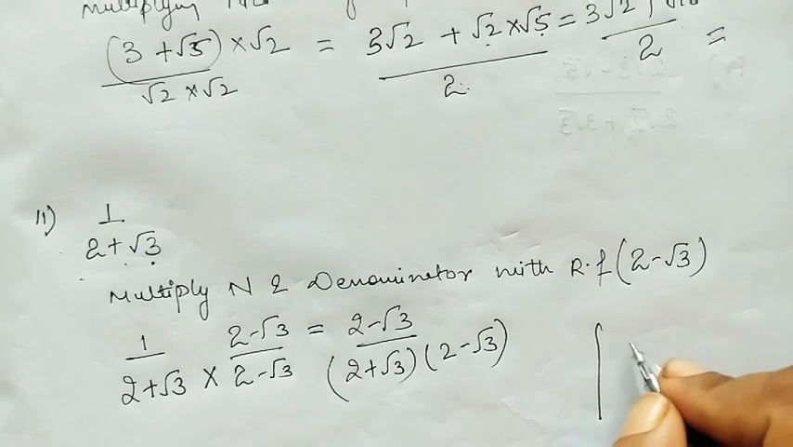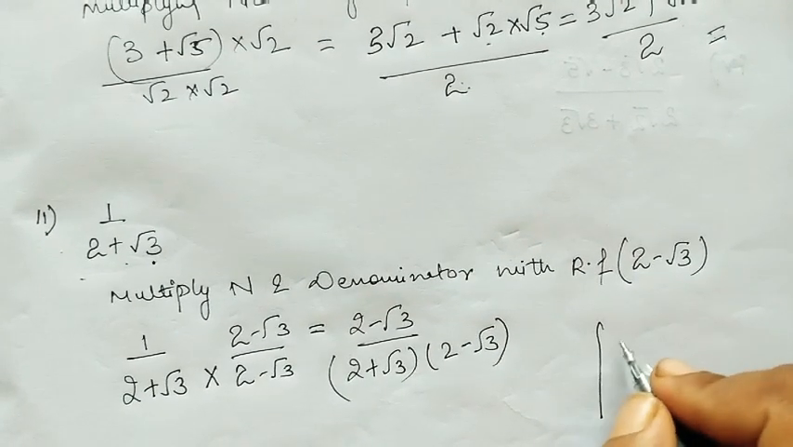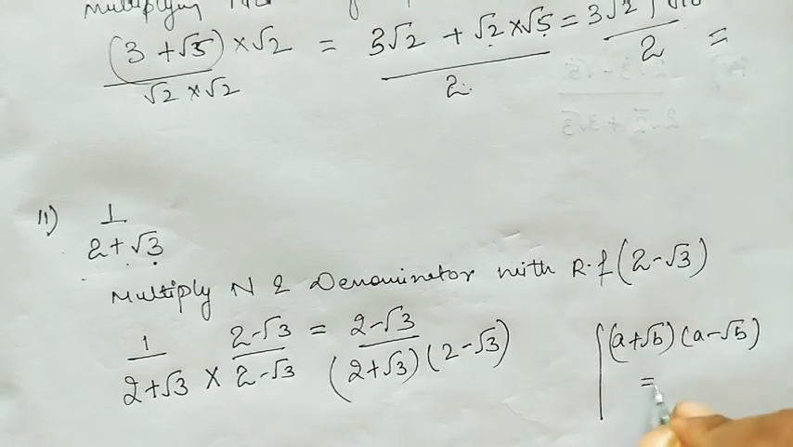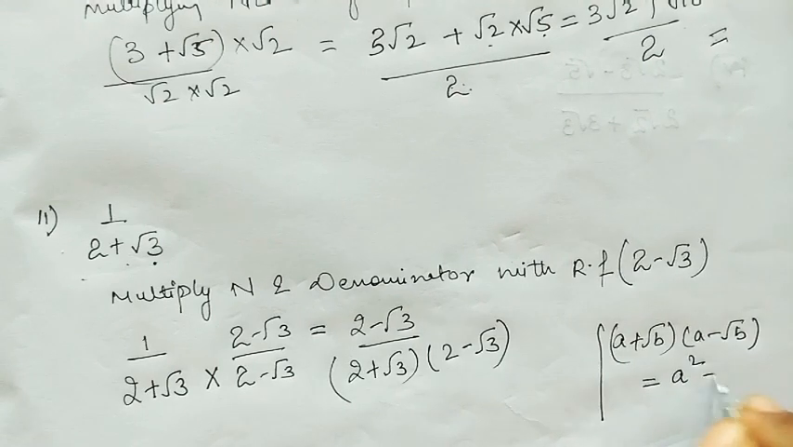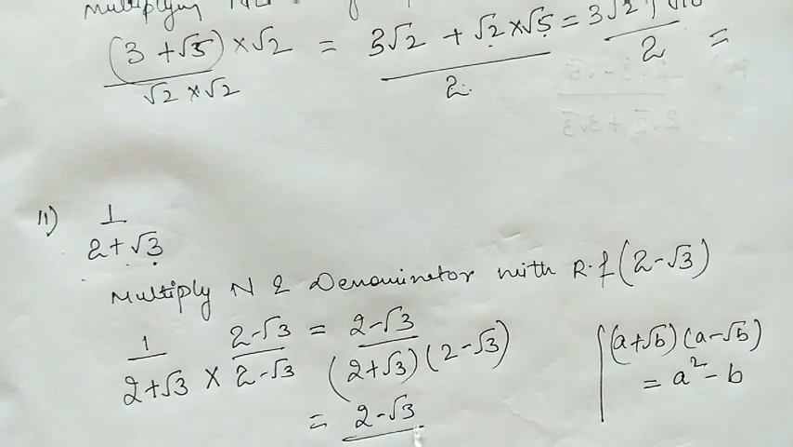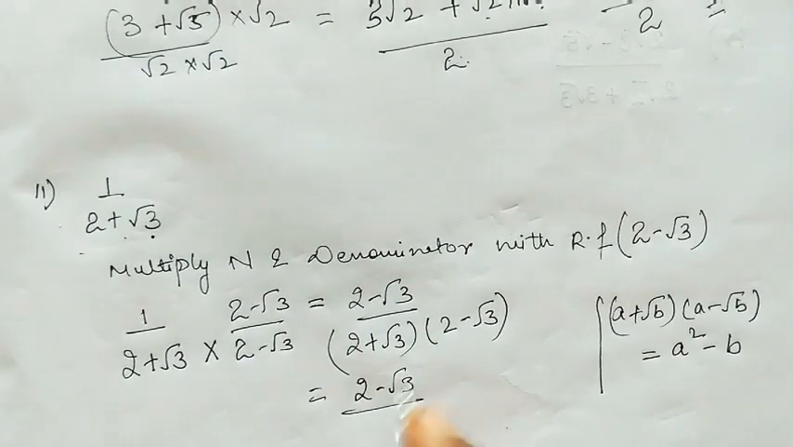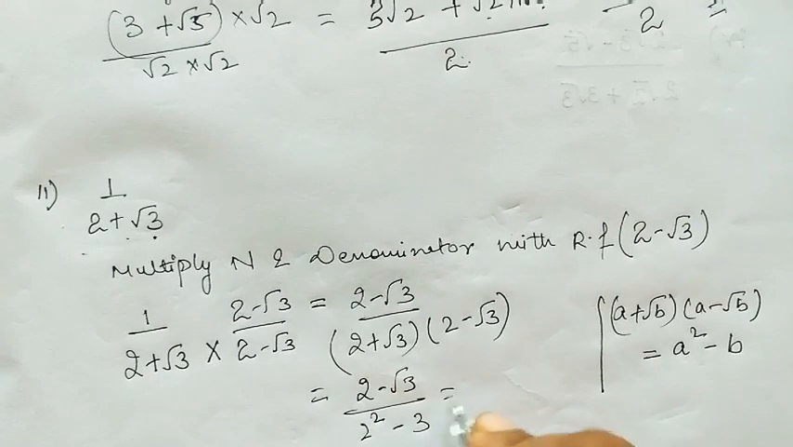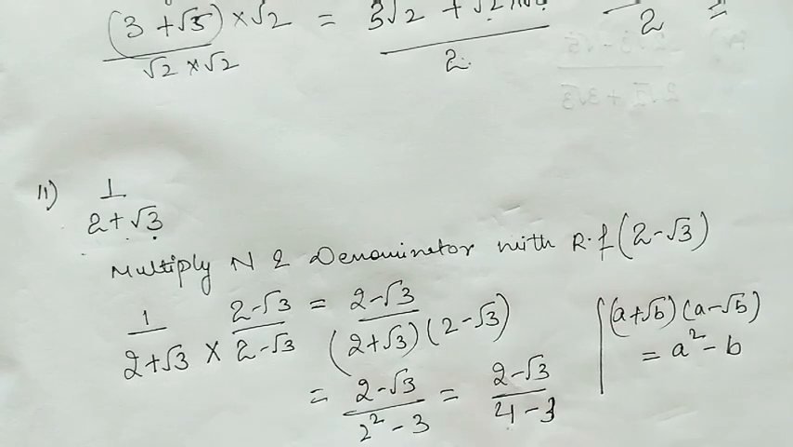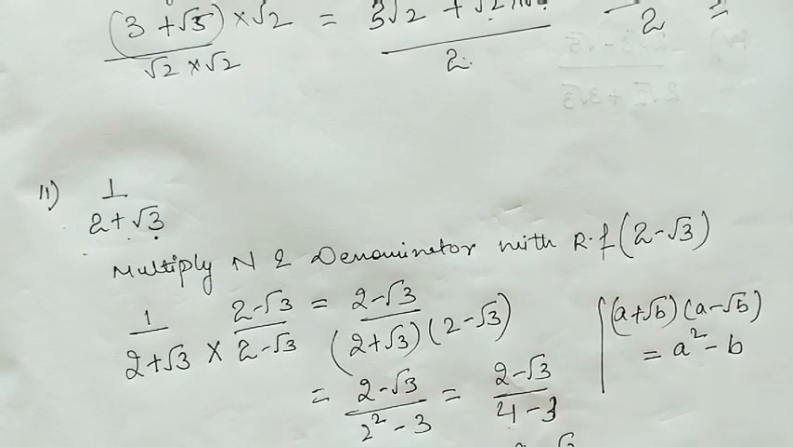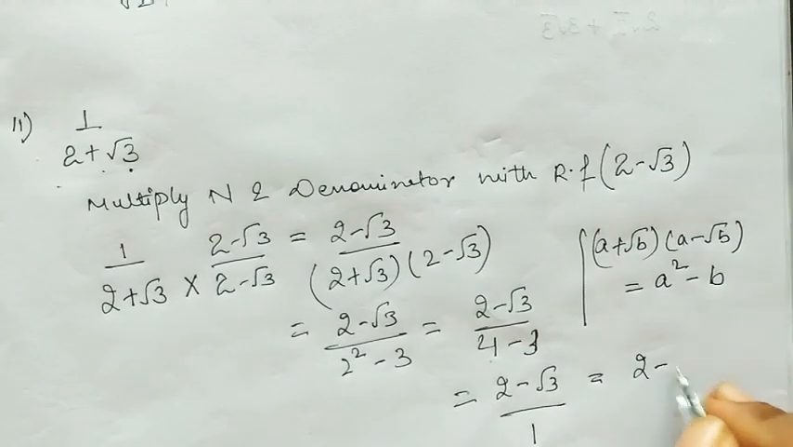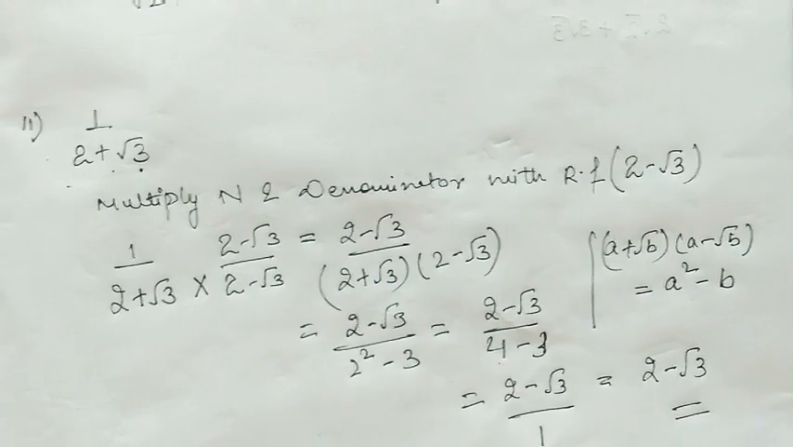By that identity which I have already explained in the last video, that is (a plus root b)(a minus root b) is equal to a square minus b, right? So here we can apply the same: 2 square is 4 minus 3, that is (2 minus root 3) upon 4 minus 3, which is equal to 1. So we have rationalized the denominator and we were able to get the answer 2 minus root 3.